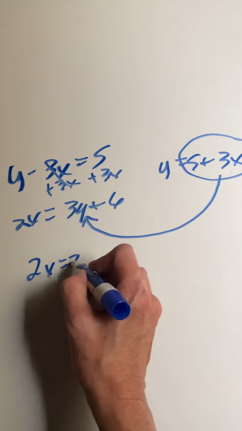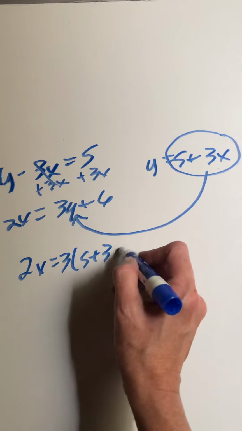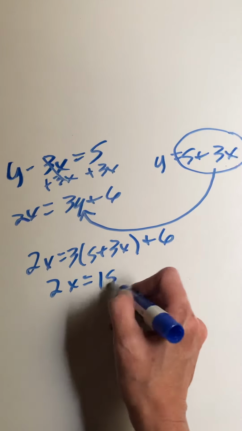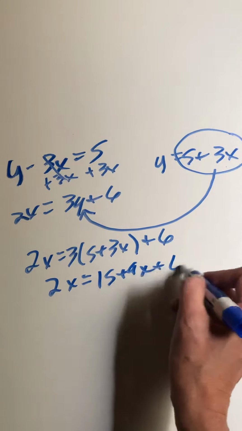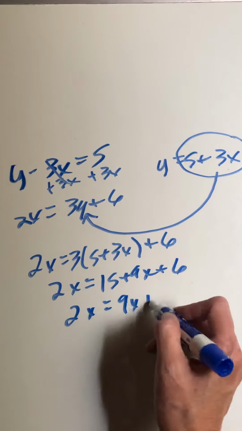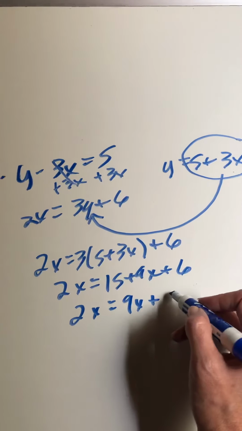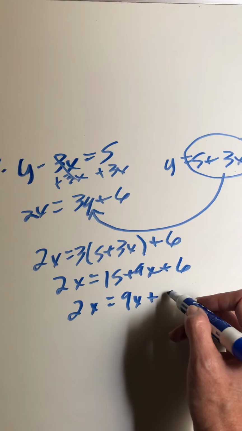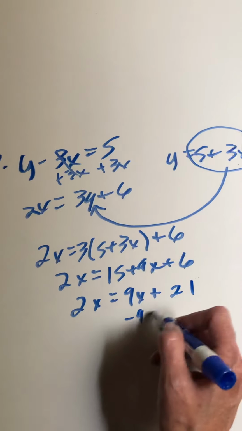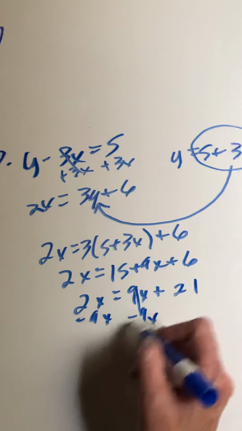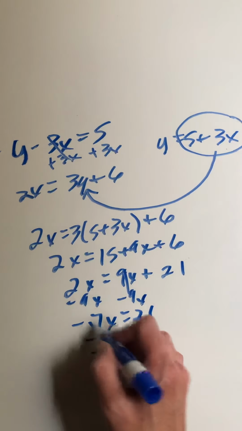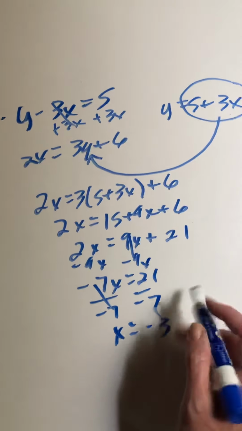So 2x equals 3 times 5 plus 3x, plus 6. So 2x equals 15 plus 9x plus 6. So 2x equals 9x plus 21. Then subtract 9x, so negative 7x equals 21. Divide by negative 7. So x is negative 3.